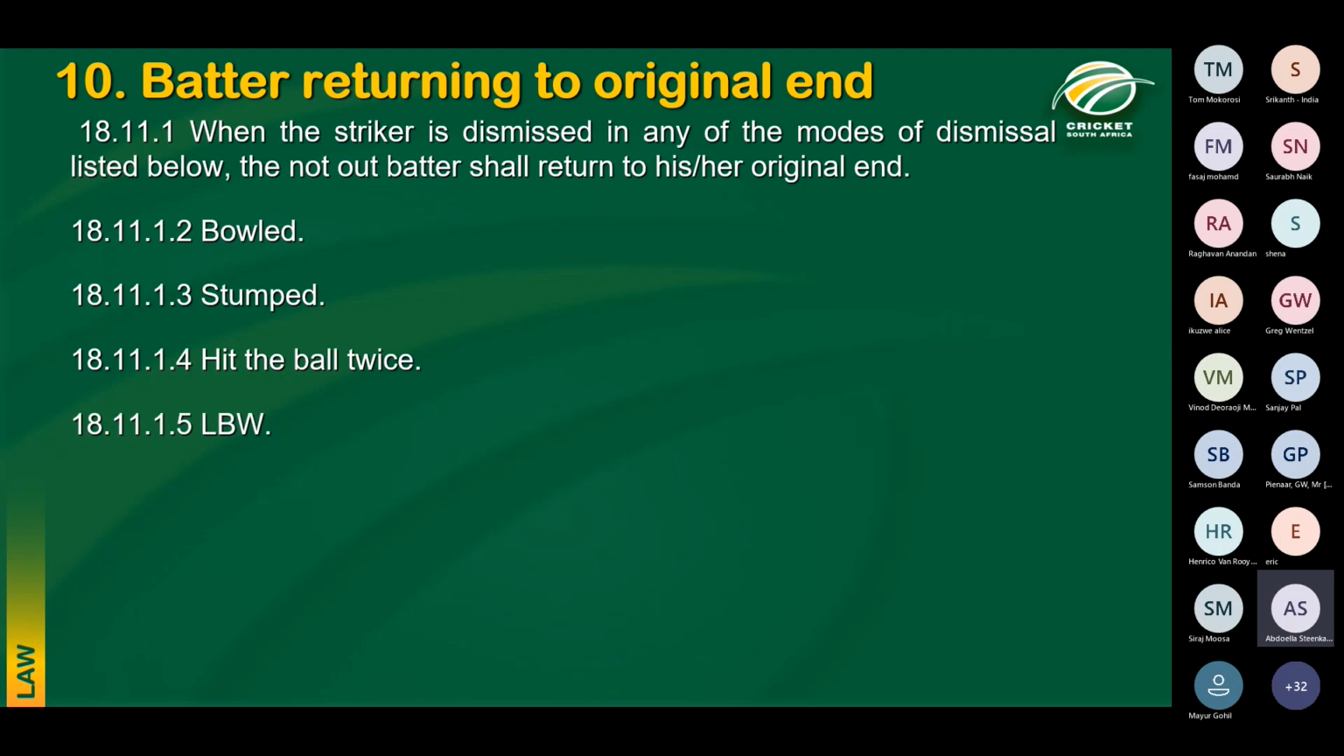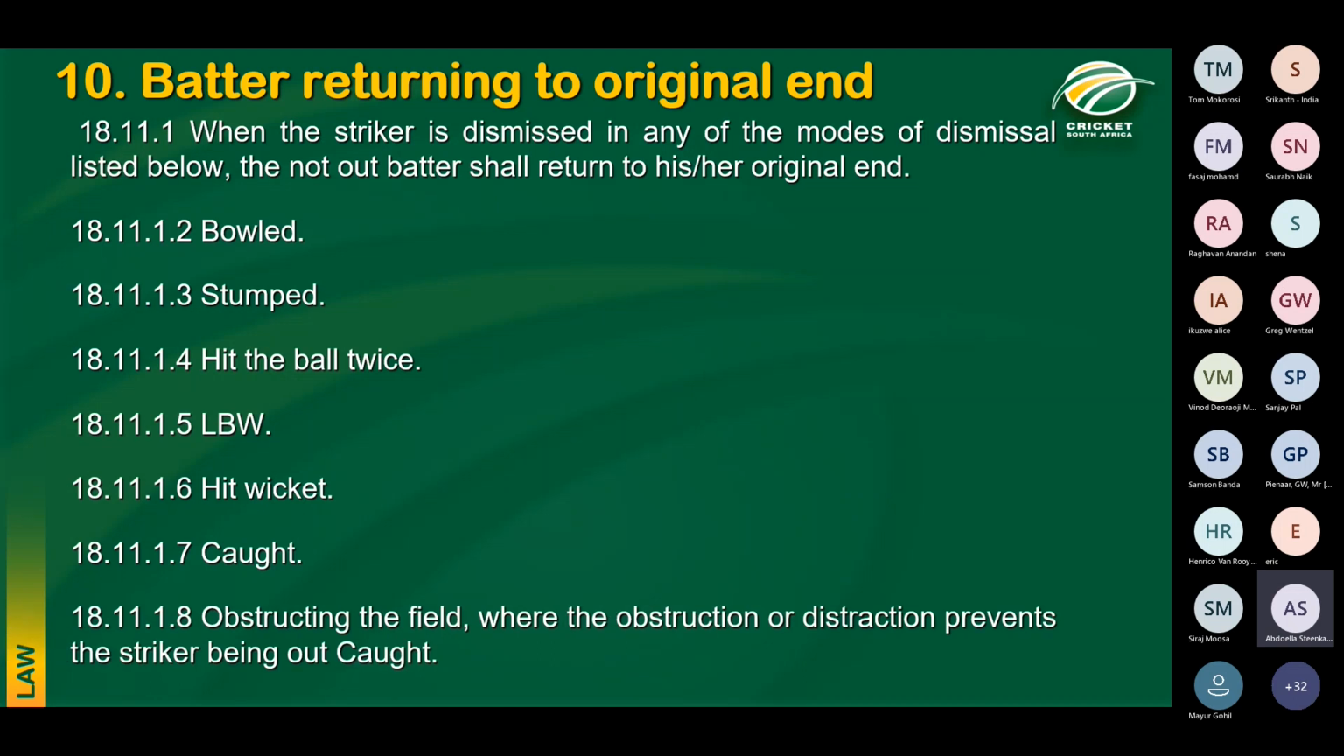If the striker gets given an LBW, not out batter, the original end. Same applies to hit wicket. Same applies to if the striker gets out caught, the not out batter needs to go back to his or her original end. Similarly, when obstructing the field, where the obstruction prevents a catch from being taken, the not out batter needs to go back to his or her original end.